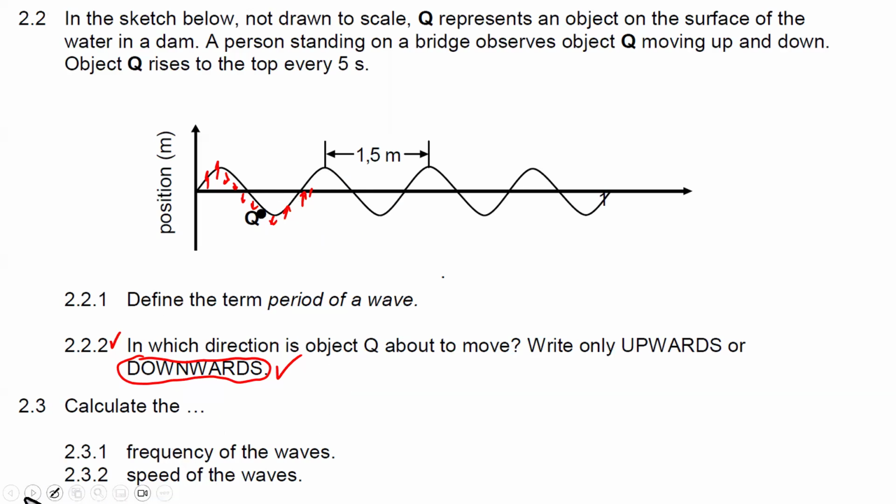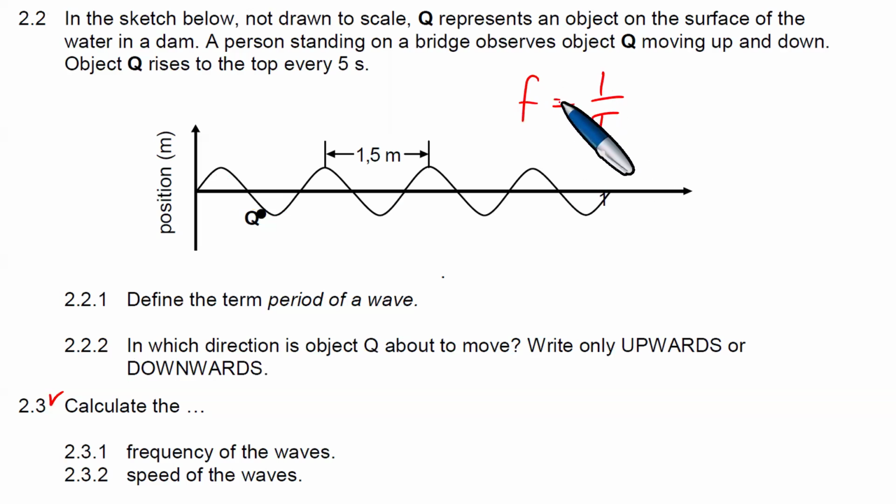Next question. Calculate the frequency of the waves. Yes, formula please. The frequency is F equals 1 over T. Well done. Frequency equals 1 over time. Correct.